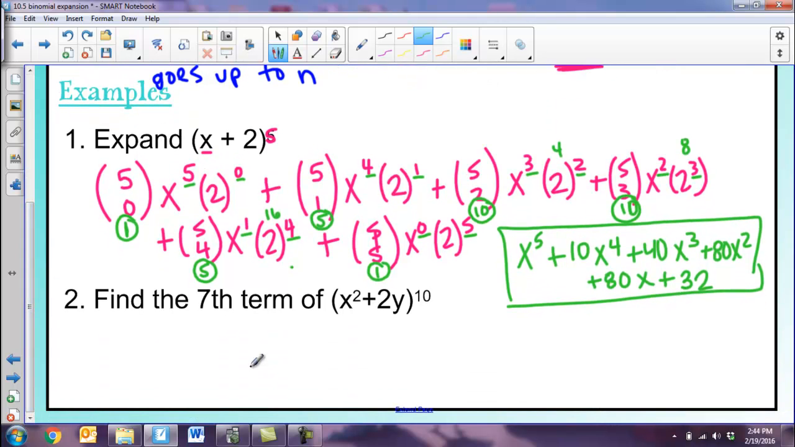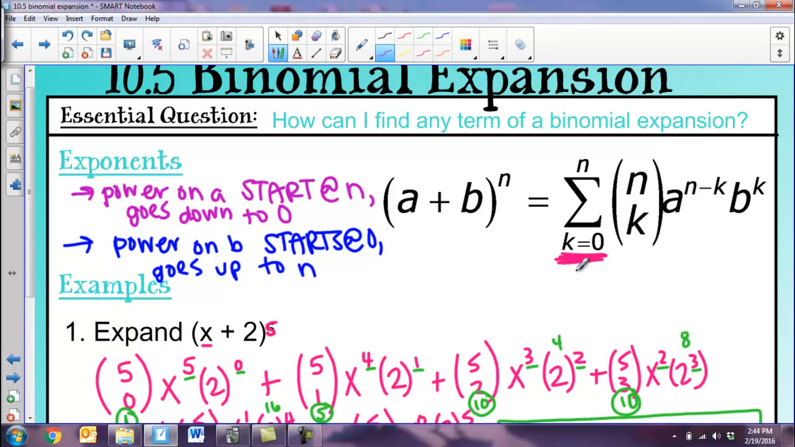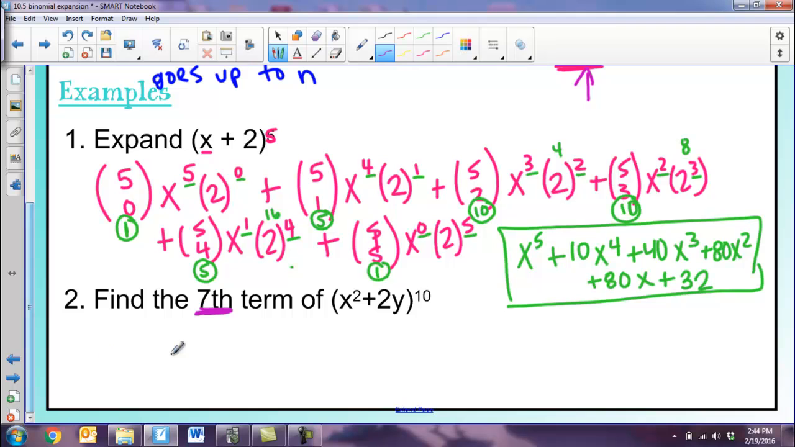Now, the other thing that you might have to do is they may ask you for a specific term. So find the seventh term of this particular expansion. The hardest part about these is to know that when they ask for the seventh term, if I go look at my expansion formula, k starts at 0. And so if k is starting at 0, what I actually have to plug in for k is going to be whatever this number is, the term number minus 1. So what I need to plug into this here is 6, because that will get me that seventh term.